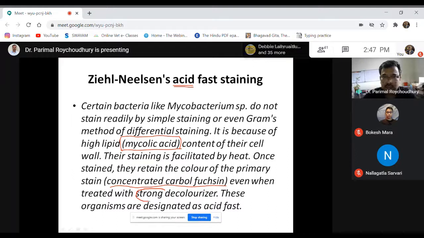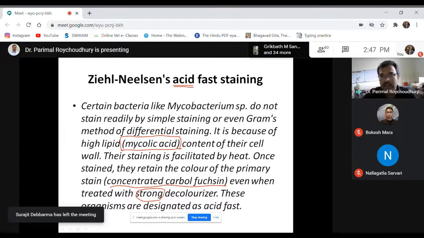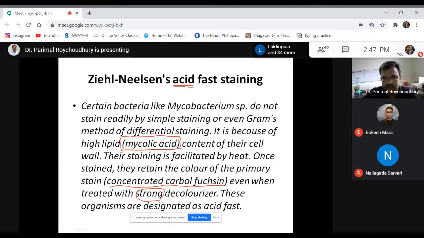So once the bacteria is stained with strong carbolfuchsin, even the strongest decolorizing agent cannot decolorize the bacteria, and the mycobacteria containing the mycolic acid will not get decolorized, whereas all other bacteria will readily lose the color. That becomes the differential stage in the acid-fast staining technique. And this is the principle of acid-fast staining.